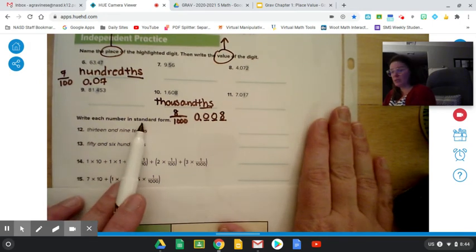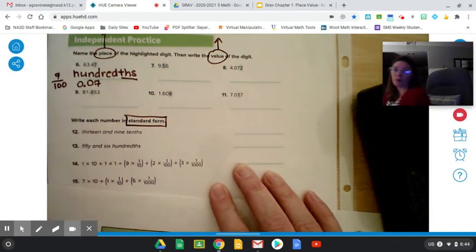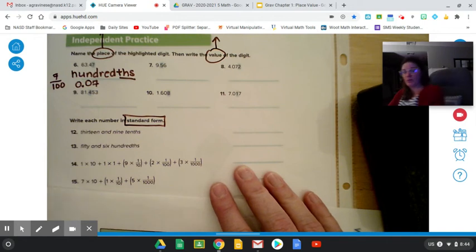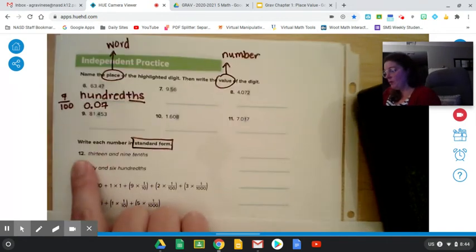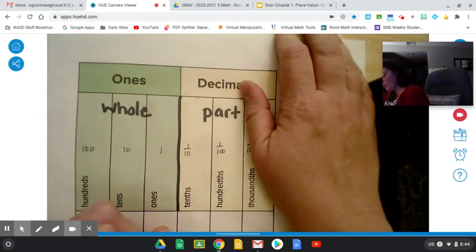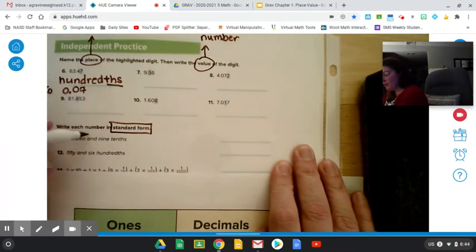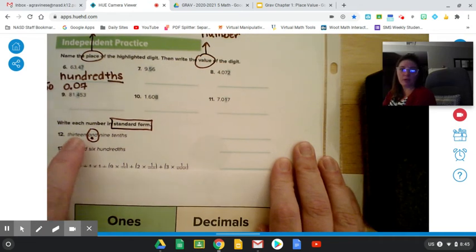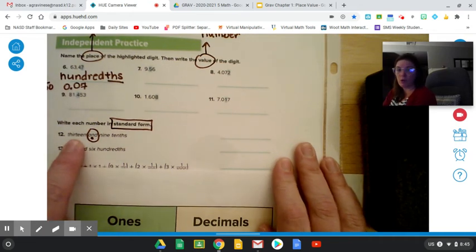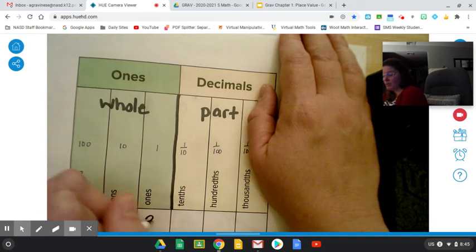Write each number in standard form. Standard form is the regular number written with numerals, okay? Numbers. Number 12 says 13 and 9/10. Using my place value chart, I know that this decimal point is the word and. So anything to the left of my and or my decimal point is a whole. How many wholes do I have? 13. So 13 is made up of 1 ten and 3 ones.